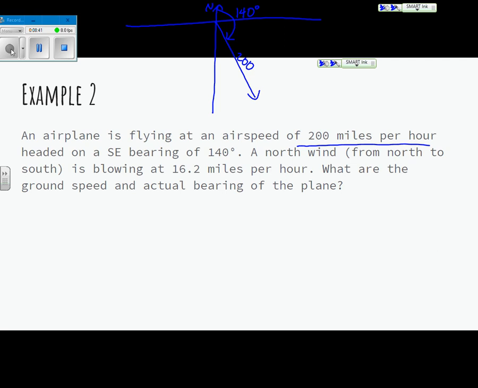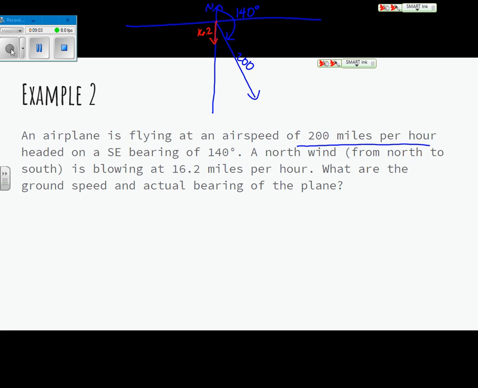Now, there is a north wind. Now, when we talk about north winds, that's whenever it gets colder. So the wind is blowing from the north to the south, and it's blowing, see, from the north to the south right here. I'm going to have everything come from the origin at 16.2 miles per hour.